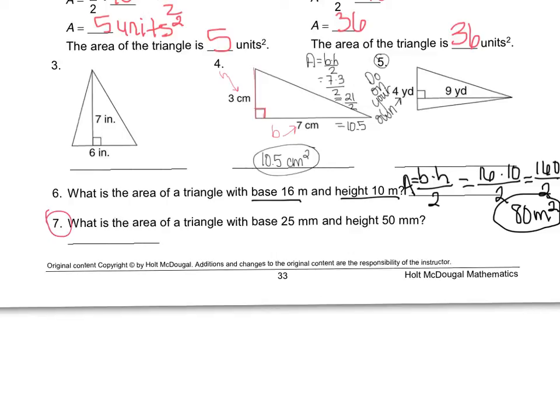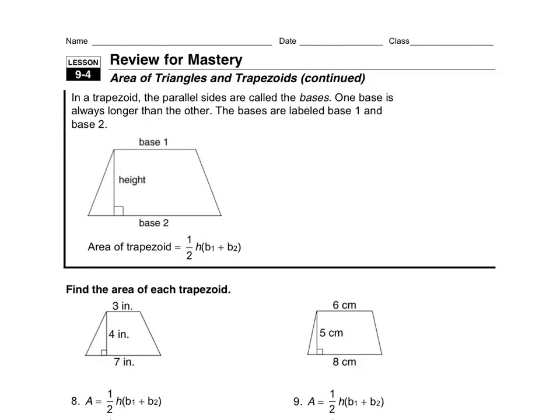All right, so go on and do number 7 on your own. I'm going to abbreviate that with OYO. So we'll check number 5 and number 7 tomorrow in class. Now let's move on and find the area of trapezoids.